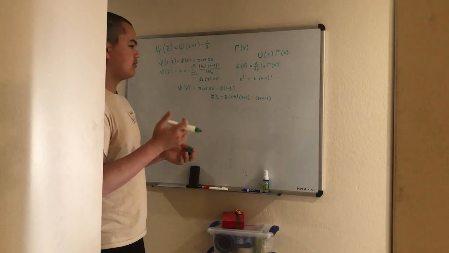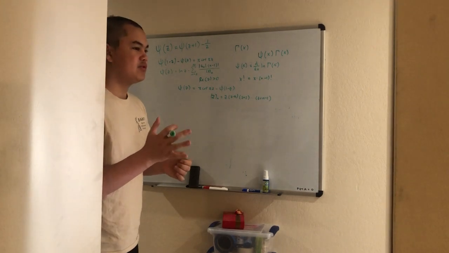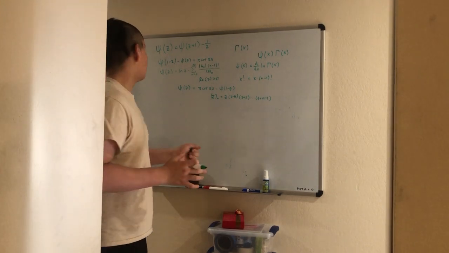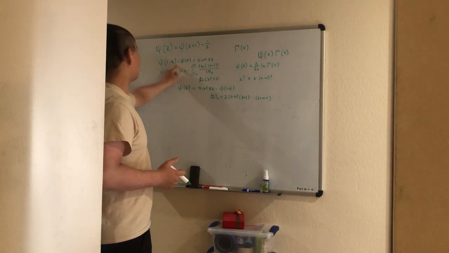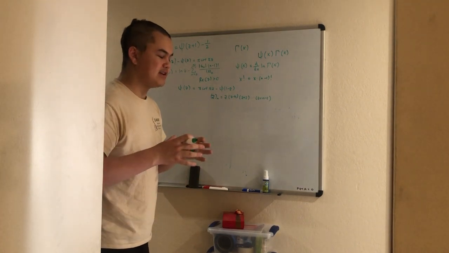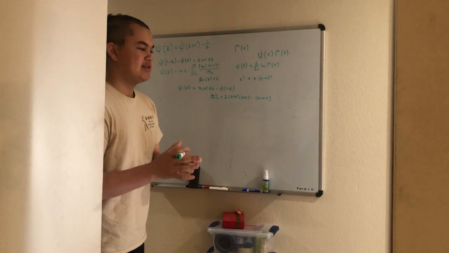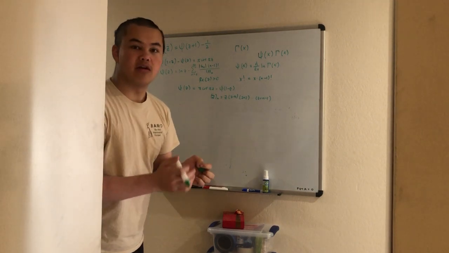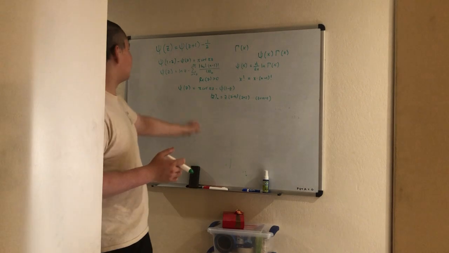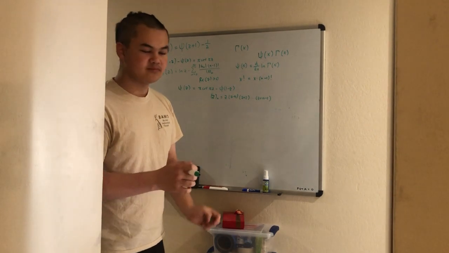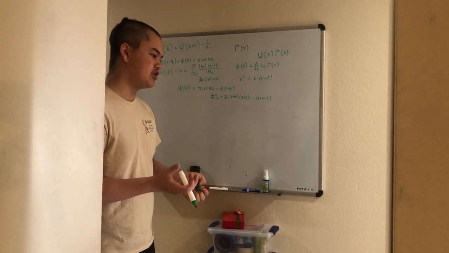Now, the last thing to keep in mind is if the real part of z is less than 1/2, we use the reflection formula to convert that value of z and evaluate digamma at a z value whose real part is greater than 0.5. So that will make sure that this series will converge. So yeah, that's how we evaluate the digamma function.